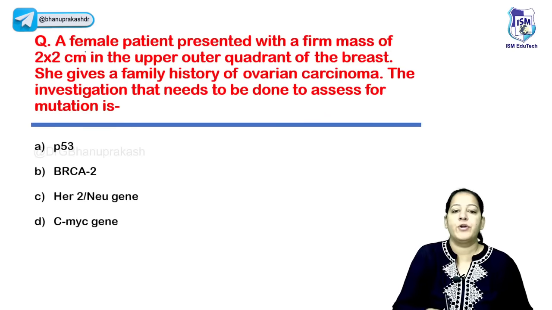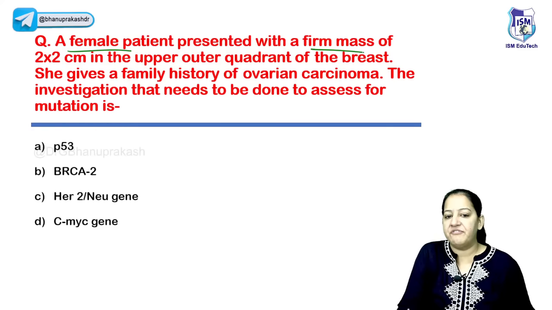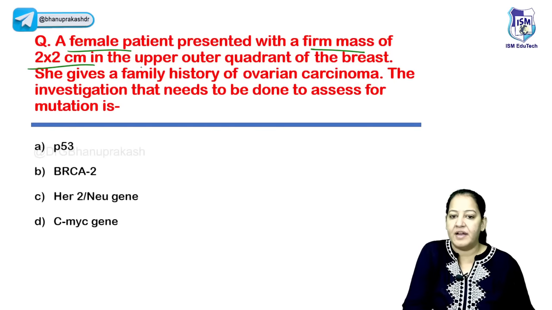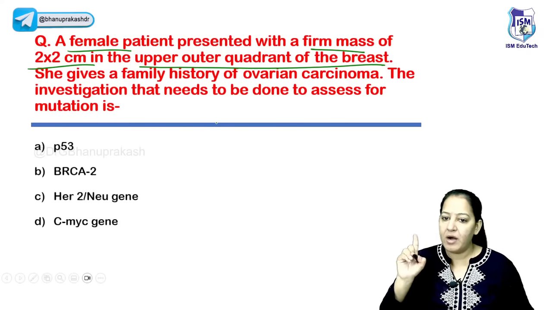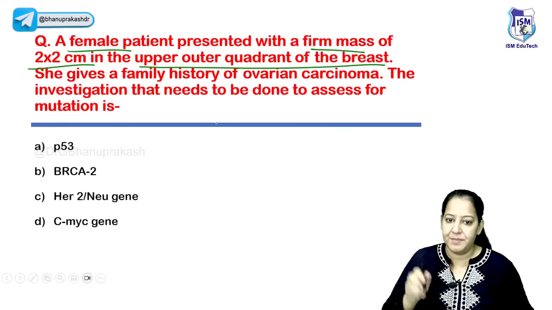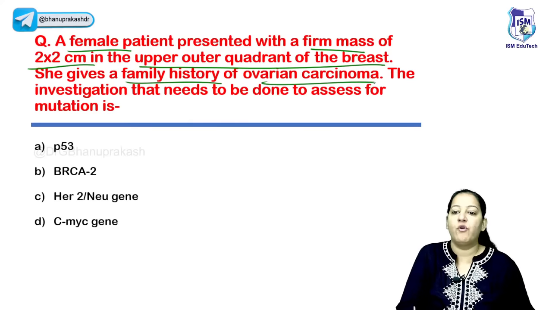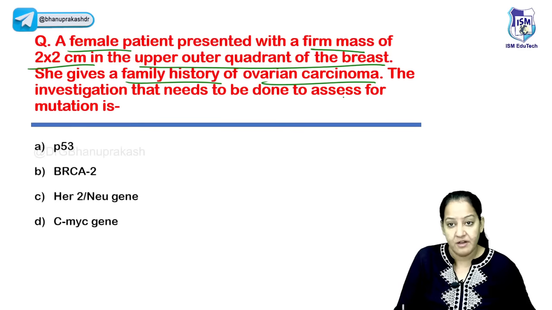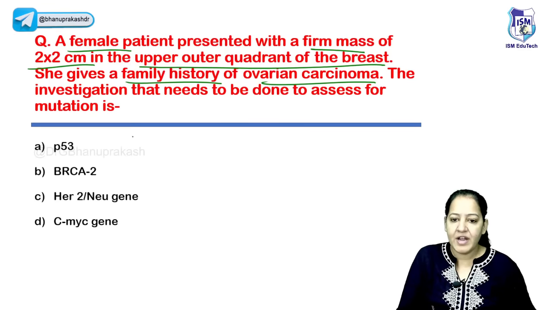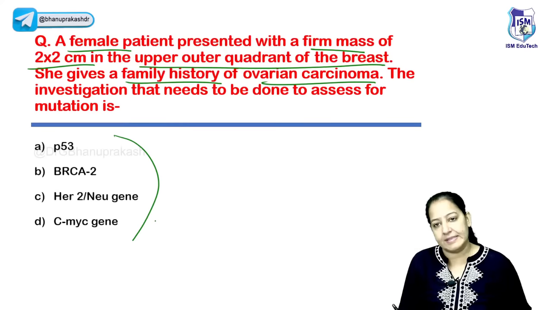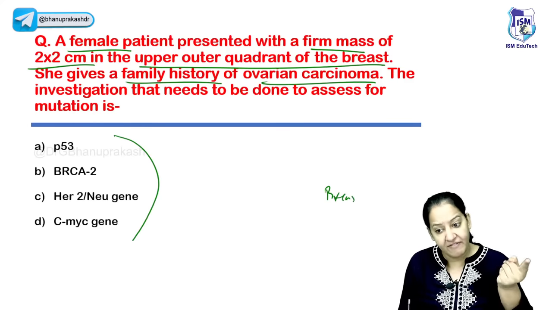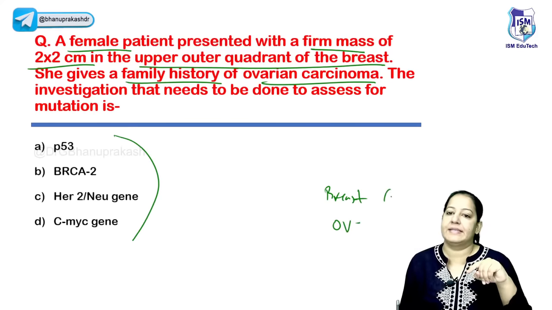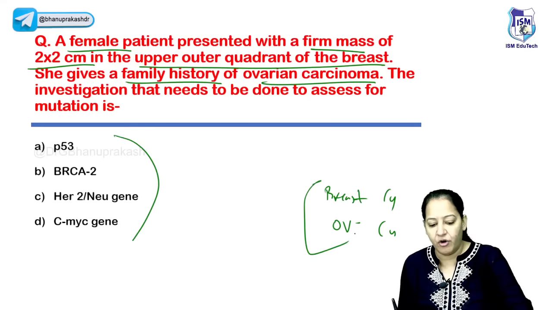Let me read the next question for you. A female presented with a firm mass 2x2 cm in the upper outer quadrant of the breast. So there is a female presented with upper outer quadrant breast cancer 2x2 cm. She also has a family history of ovarian cancer in the mother or sister. Can you tell me which gene needs to be assessed for mutation in this female who has breast cancer and a family history of ovarian cancer? So which gene will you test for mutation?